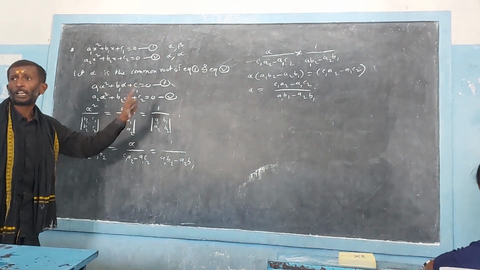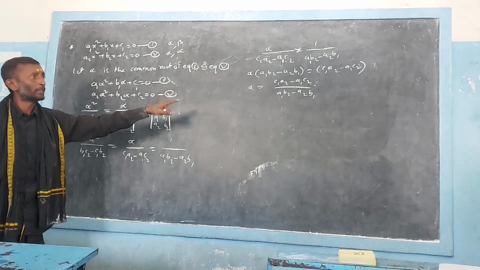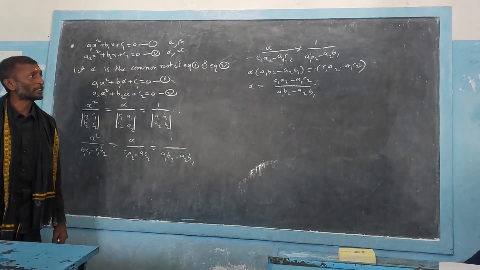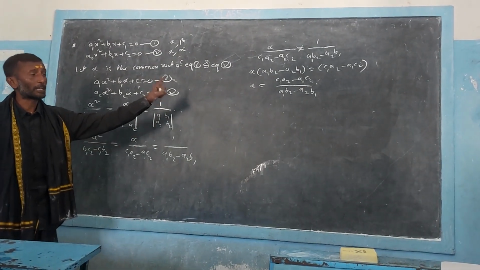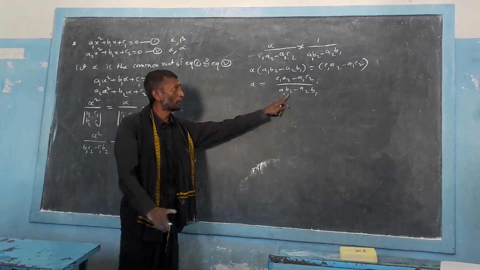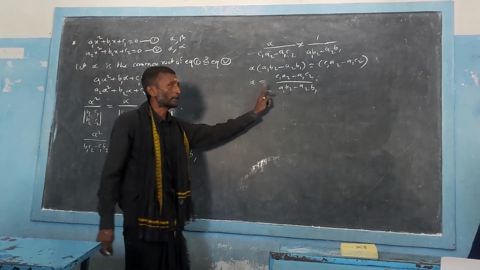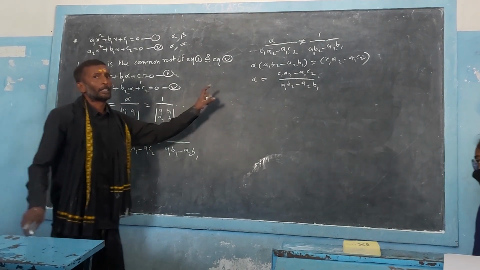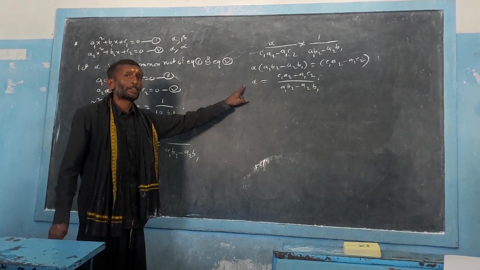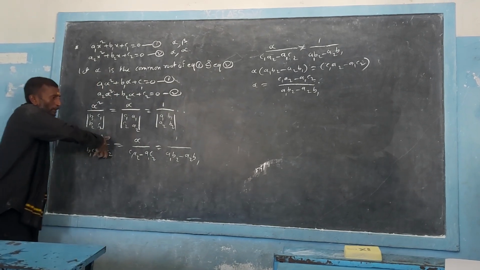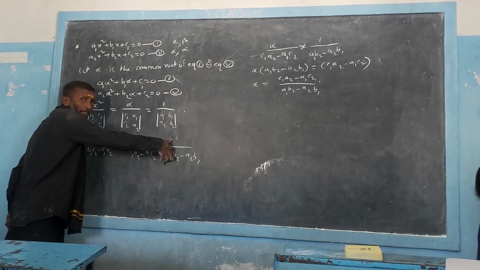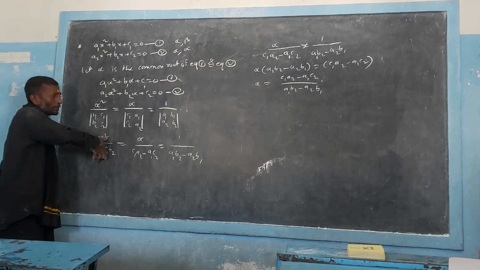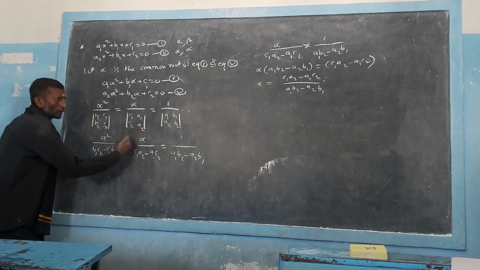Did you understand how we find the alpha, the common root? It's C1 A2 minus A1 C2 by A1 B2 minus A2 B1. Okay? This is the alpha. Is it clear to all of you? Yes. Right. Now we are going to bring the condition. For that we just equate both of them, the first one and the last one. Look here, first one and last one. Now do the cross multiplication here.